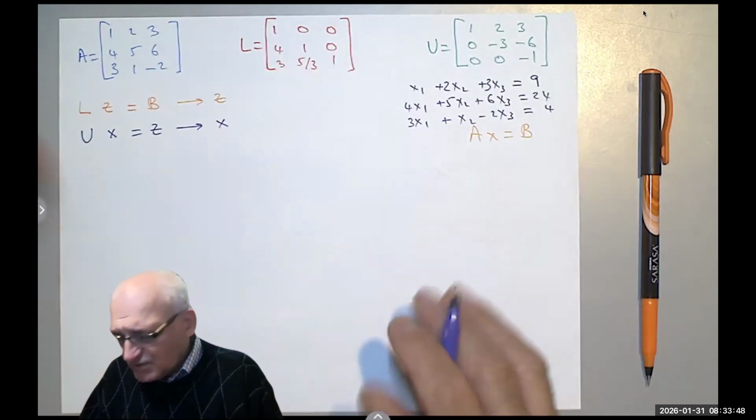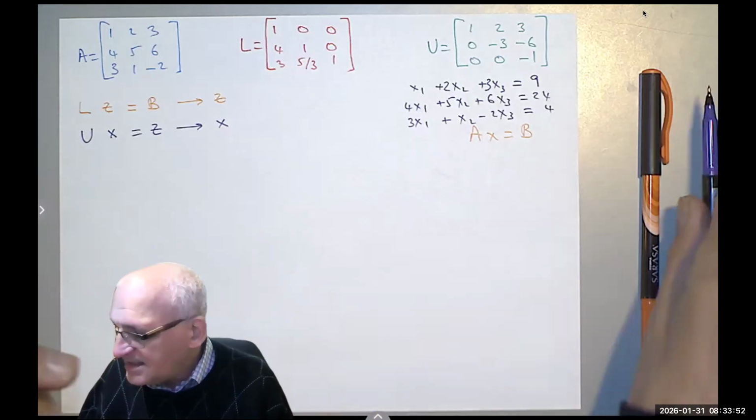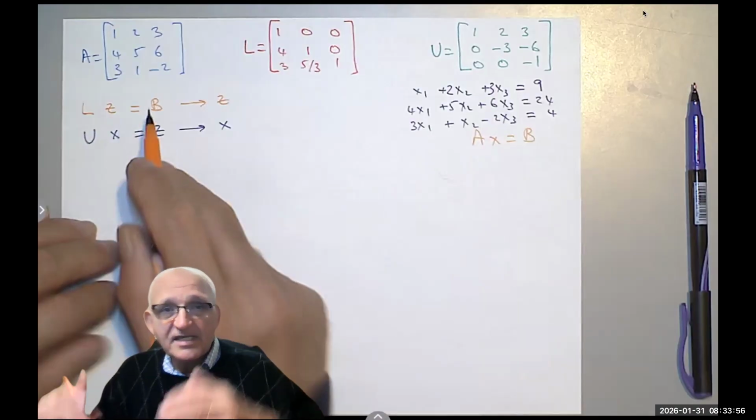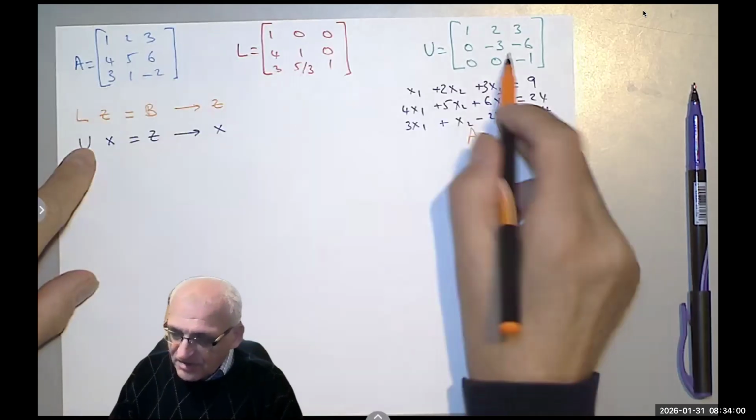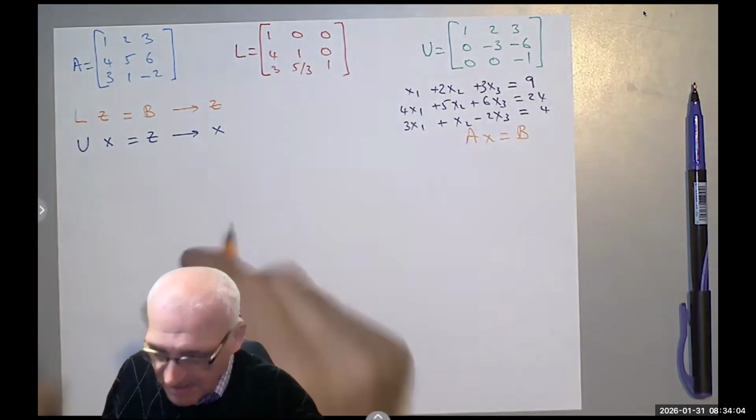And you say this is too lengthy. No, it's not lengthy. In fact, it is easy because that's a triangular matrix, so I can solve from the top down. And this is also a triangular matrix that I can solve from the bottom up, as you will see.